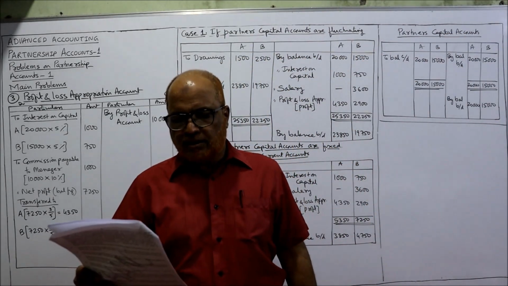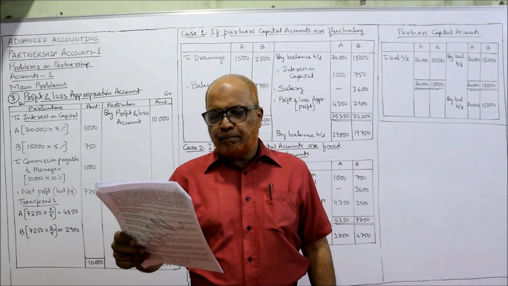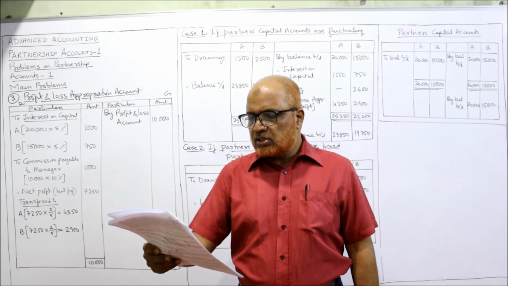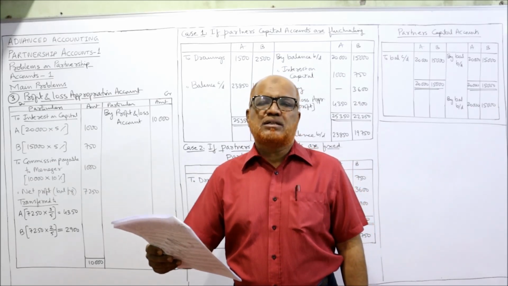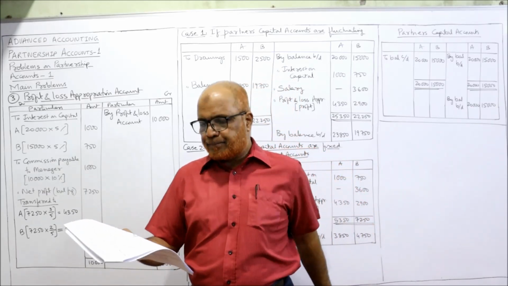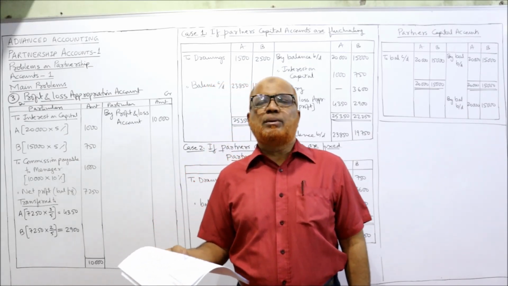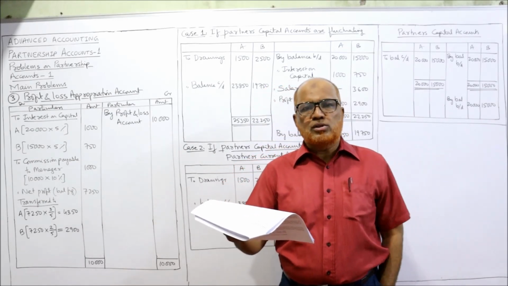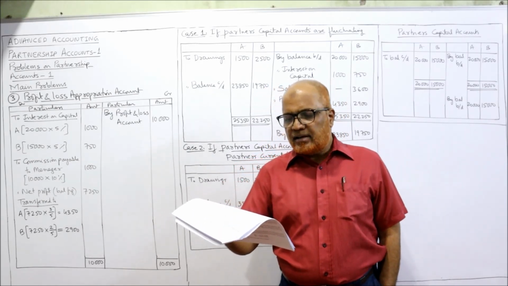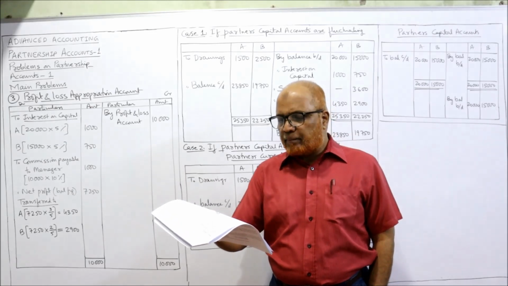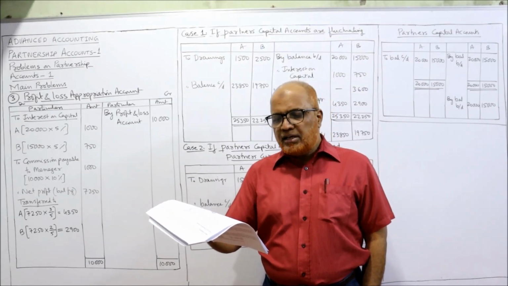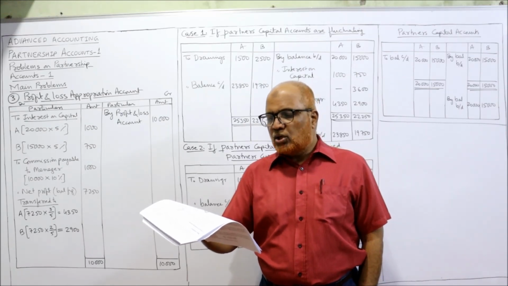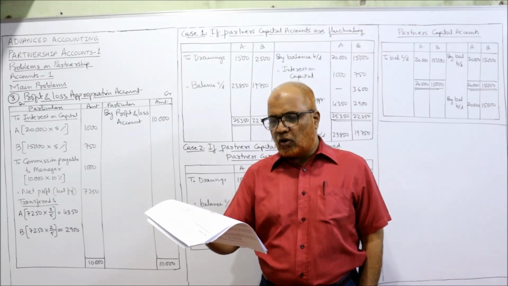Now, see the third problem. A and B are partners sharing profits in the proportion of 3:2 with capitals of 20,000 and 15,000 respectively. Two partners are there, A and B. Profit sharing ratio 3:2, 3 by 5, 2 by 5. And the capitals are 20,000, 15,000. A 20,000, B 15,000. 5% interest was agreed to be calculated on the capital of each partner. And B is to be allowed an annual salary of 3,600 which has not been withdrawn.